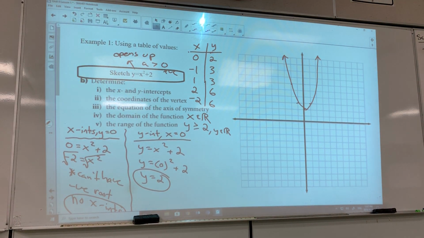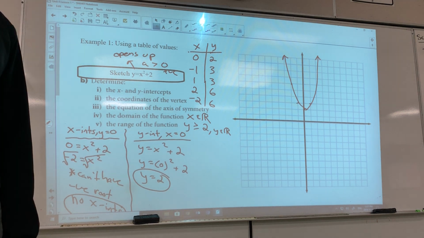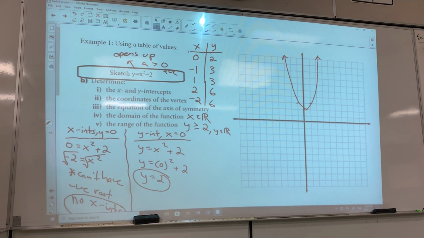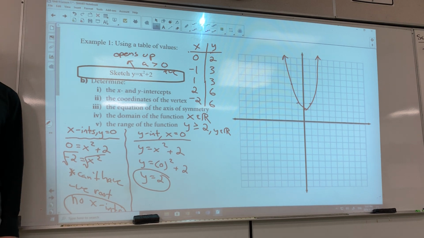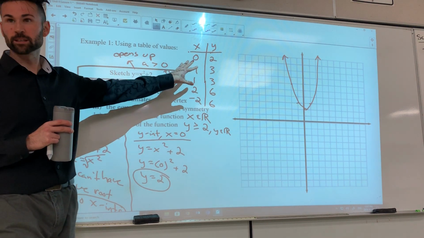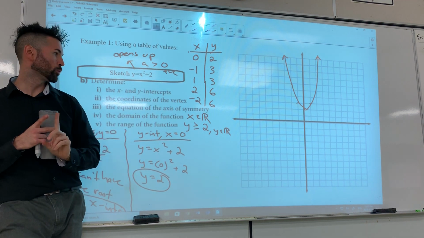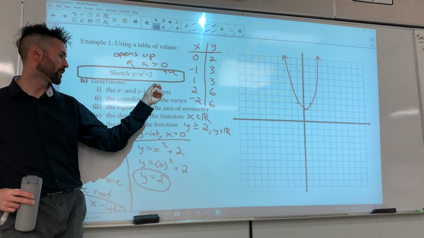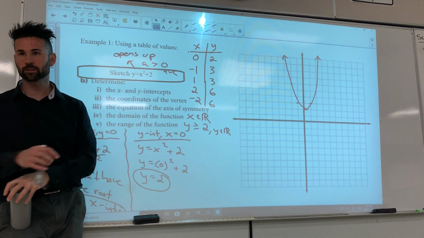Cool. I mean, we could just shut this unit down right now. You guys know everything you need to know. You can sketch a parabola. You're done. That's it? No. I don't know why we have 6 lessons in this. No, but guys, technically, this is the unit. You learned a way to graph a parabola. Find your x and y intercepts, use a table of values for the rest.